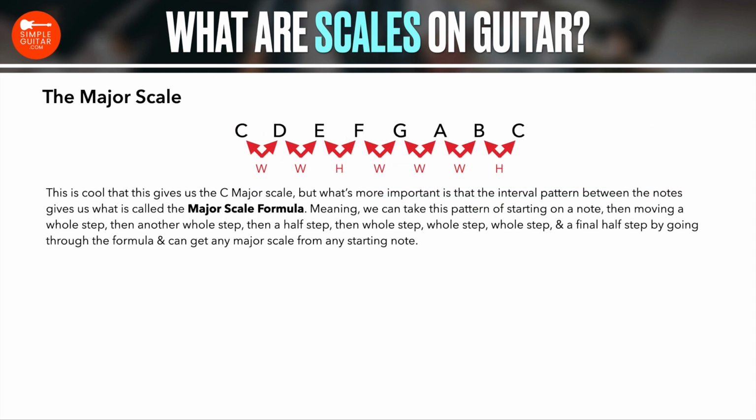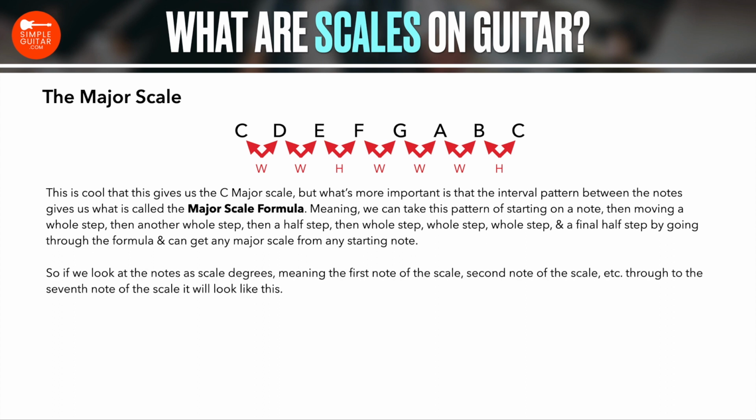Now, this is cool that this gives us the C major scale, but what's more important is that the interval pattern between the notes gives us what's called the major scale formula, meaning we can take this pattern of starting on a note and then moving up a whole step and then another whole step and then a half step and then a whole step and a whole step and a whole step and a final half step. By going through the formula, we can get any major scale from any starting note.